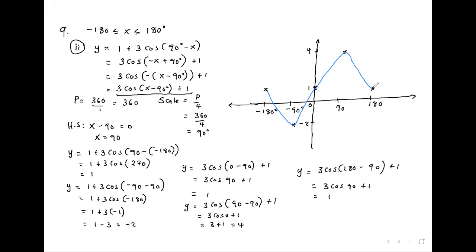Now we've done sine, we've done cos, shifted sine, shifted cos. Now we can do part 4, which has tan. Part 4 with y is equal to tan x plus 60.